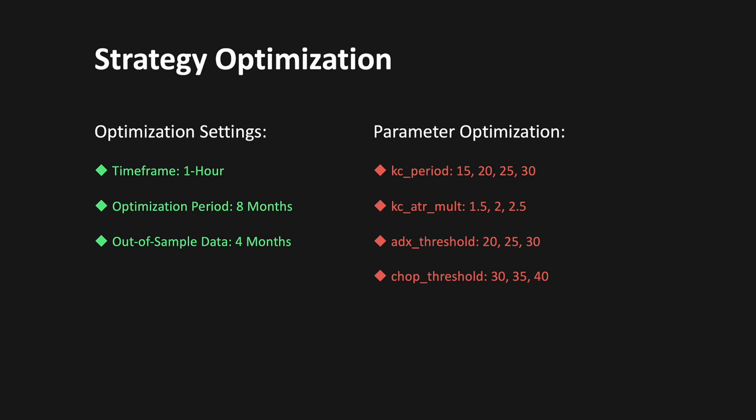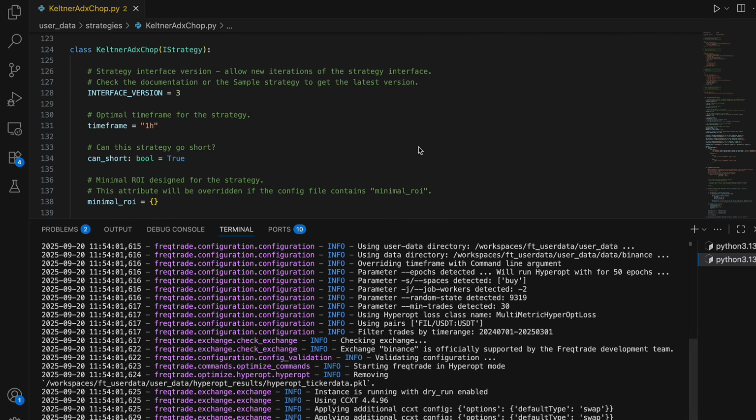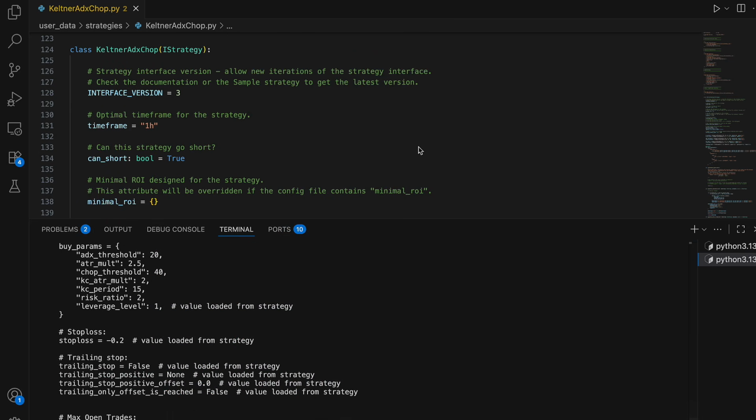Chop threshold, the maximum choppiness index, helping us skip sideways conditions. ATR multiplier and risk ratio define the stop-loss distance and reward-to-risk ratio, controlling trade risk and position sizing. We'll use Freqtrade's HyperOpt feature to find the best combination of these parameters. Once optimization is complete, we'll run a full backtest to evaluate how the strategy performs using the optimal settings.